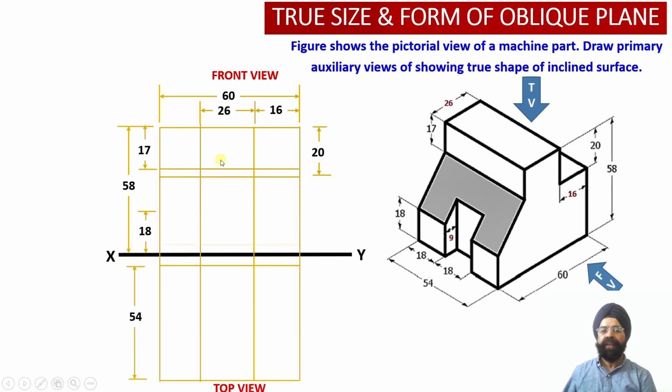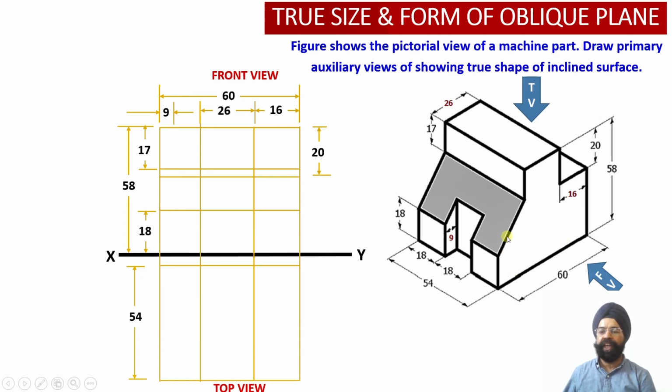Now another thing we need to remember is that there is a vertical slot in this element. So this is the inclined element of the solid, and into the inclined element there is a vertical slot with a width equal to 9 millimeter. Even though this slot is not visible to us from the front view, corresponding to this edge we are going to get a dotted line or a hidden line projection in the front view.